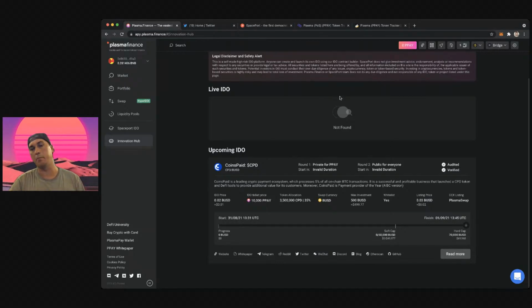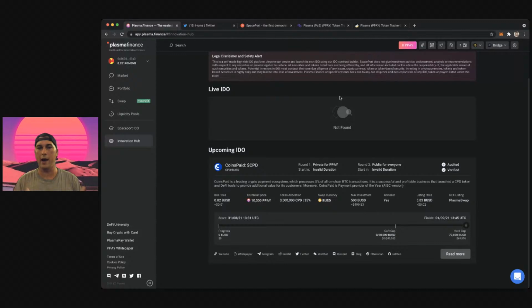So first of all, what does it mean? The Spaceport contracts are designed in such a way as to give benefits to the holders of the PPAY token. So the first round is designed especially for the people who hold the token, who invest in the PPAY and support the platform.